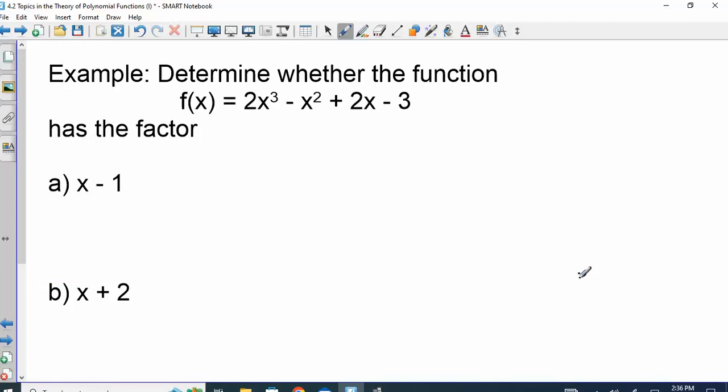Okay, I want to know if x minus 1 is a factor of this. I have two parts here, A and B, so I'm going to do them two different ways. The first way to decide if it's a factor is to do synthetic division. If x minus 1 is the factor, what's the 0? 1. So that's what goes in the box. And then you put your coefficients.